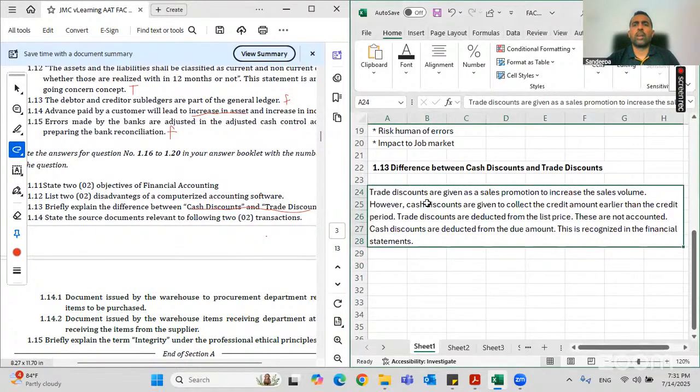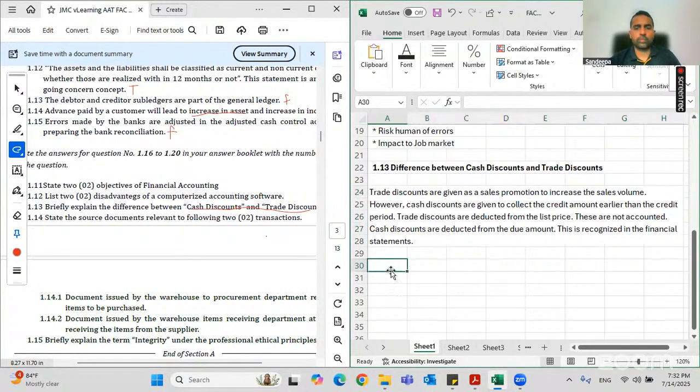Okay, then you can answer this question using a table even. That'll be much easier. So trade discount is used as a sales promotion strategy, advertising strategy. You offer a price reduction from the list price or the mark price. Why? You need to boost the sales. These are not recognized. We do not account trade discounts. But the cash discount is offered to your credit customer in order to collect the money early. That is recognized. That we have to recognize.